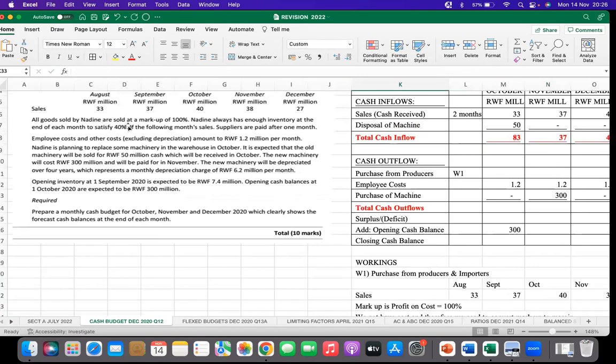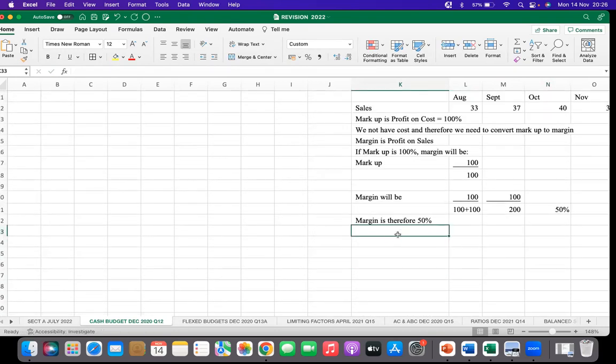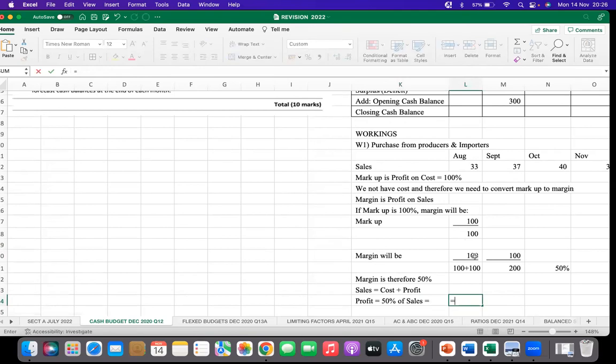Now, let's go back to that statement. All goods sold by Nadine are sold at a markup of 100%. We need to find, remember, sales is equal to cost plus profit. We need to get the profit. Profit is equal to 50% of sales, because of that margin.